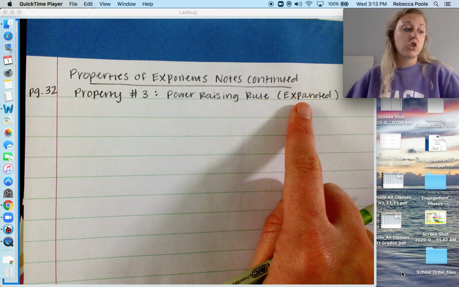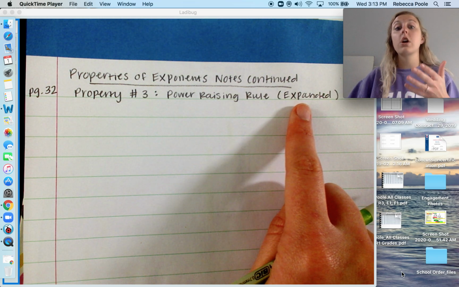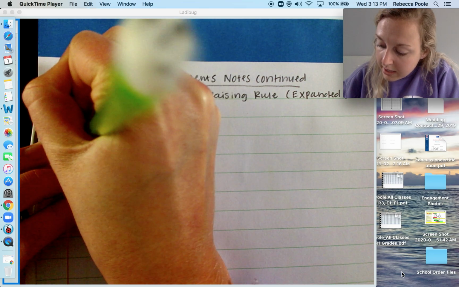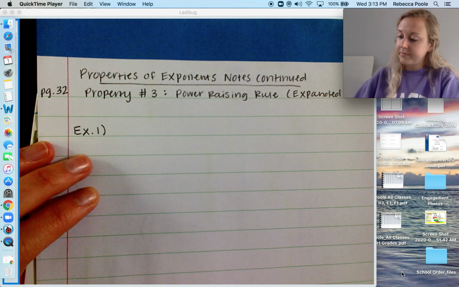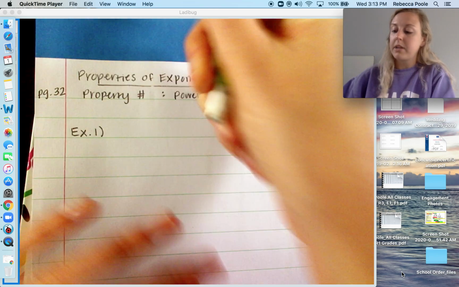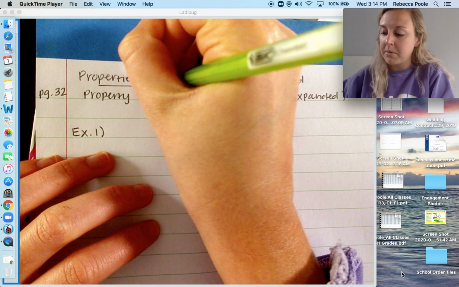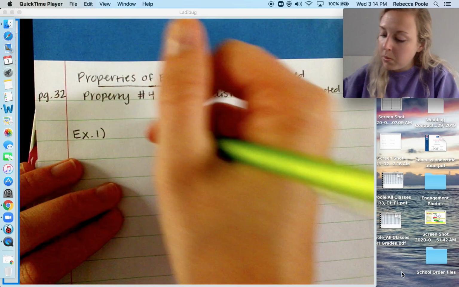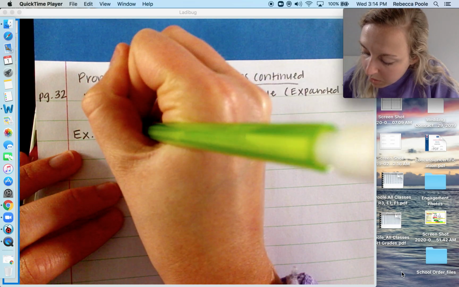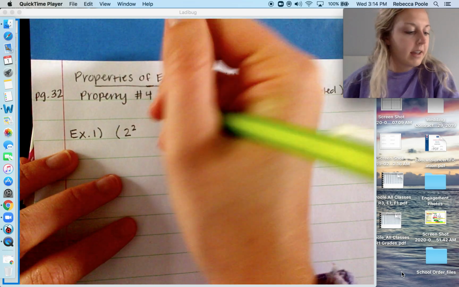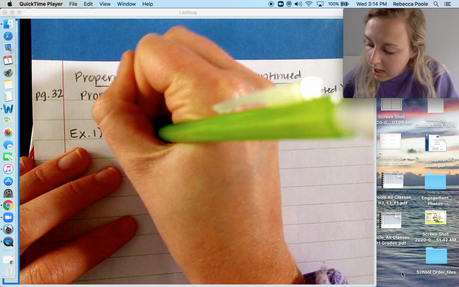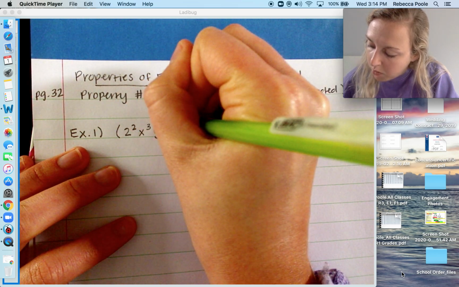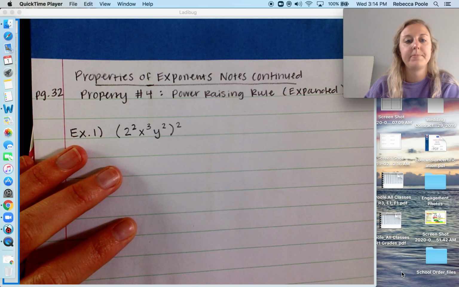So I'm going to go ahead and just jump into some examples because you guys already should know what the power raising rule is. So example 1, and this is technically property number 4. It is off of number 3, but they like to say there's 6. This is the 4th one. So example 1, I'm going to go ahead and make it a little challenging for you guys, okay? 2 squared x cubed y squared all raised to the 2nd power.